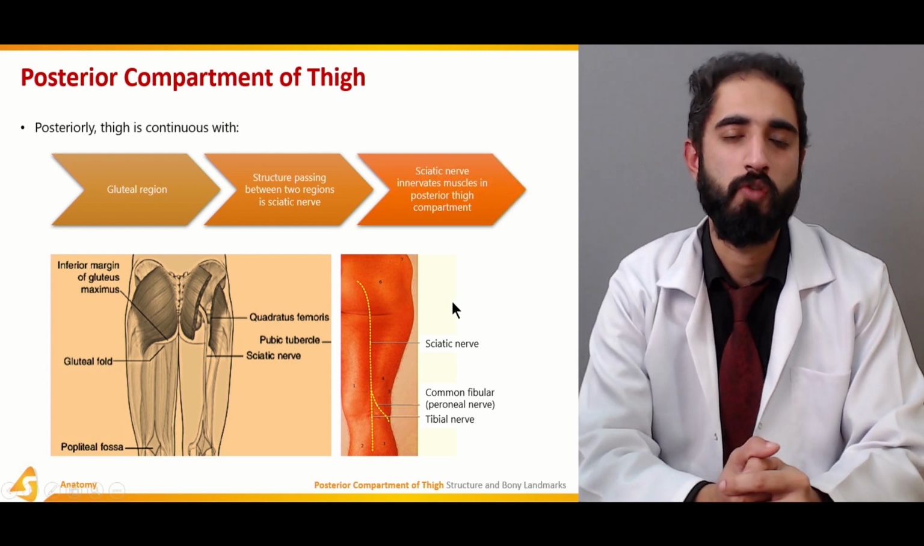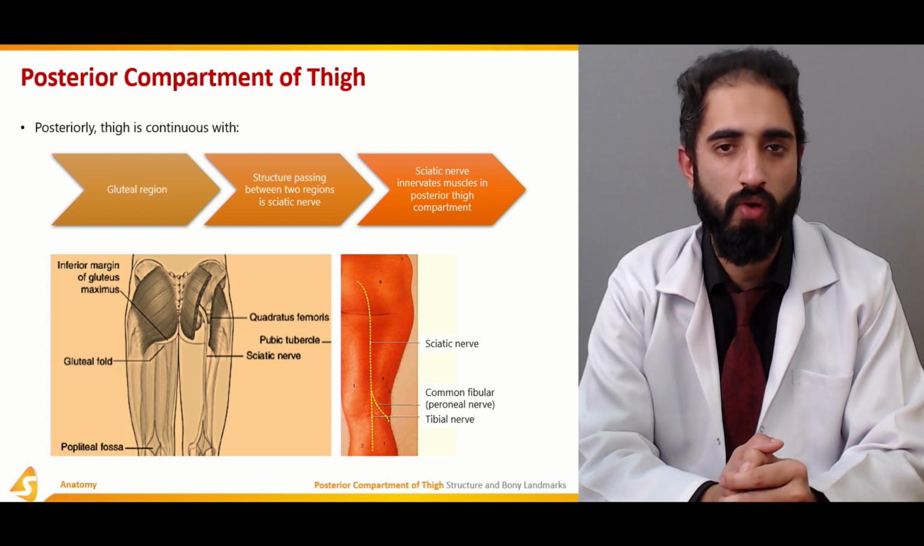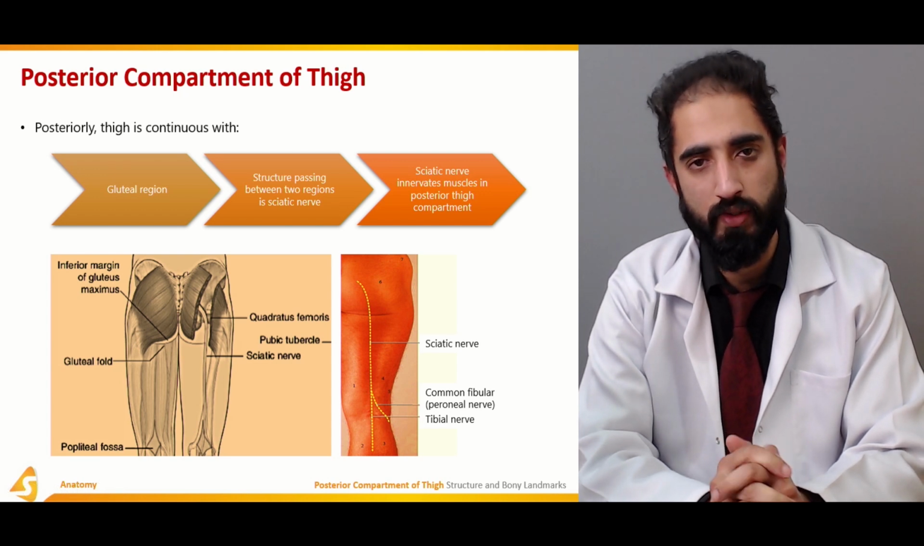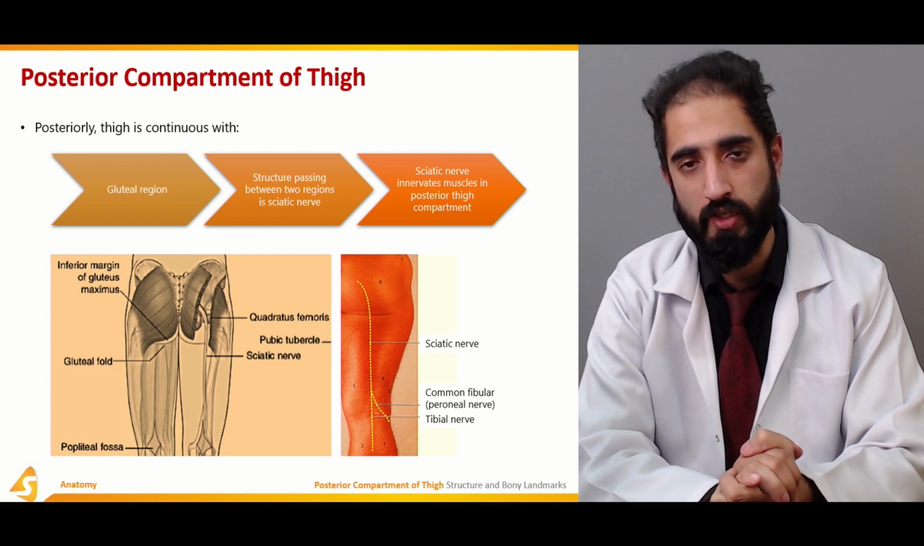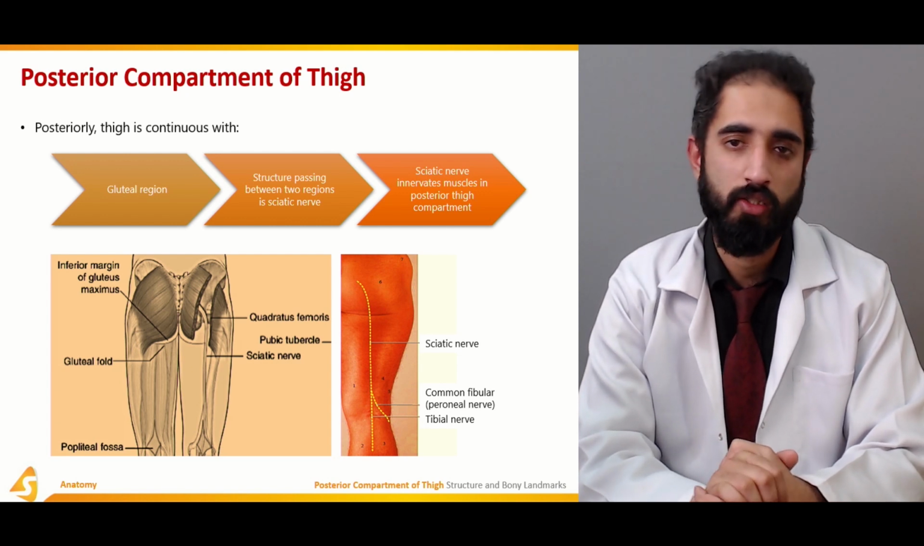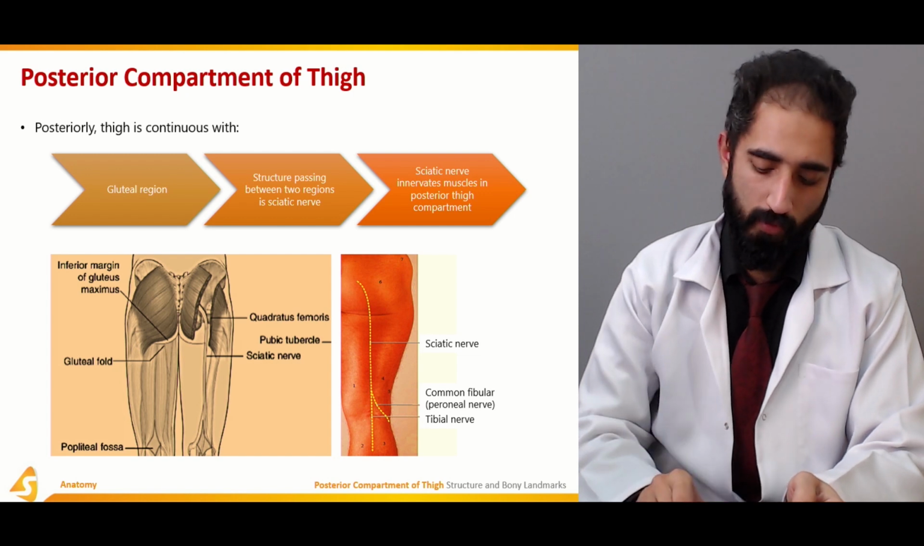And the sciatic nerve is responsible for the innervation of all of the muscles in the posterior thigh compartment. And we're also going to take a look at the sciatic nerve and its branches and its supply in detail in upcoming sections.